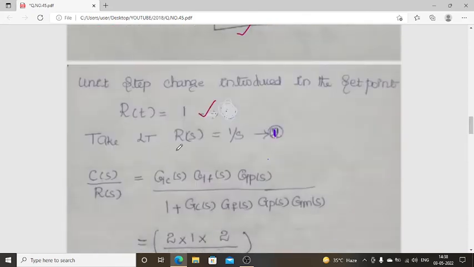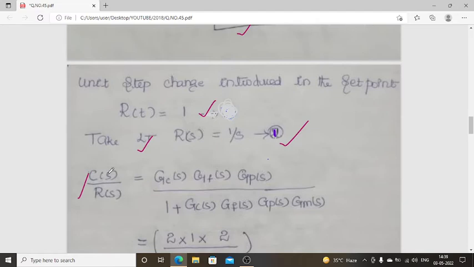We want R of S. What do we do here? We take the Laplace transform. R of S is equal to 1 by S. This is equation number 1. So, as I already said, this is a negative feedback servo mechanism. Servo mechanism means we should take C of S by R of S. Why? Because of the set point change.